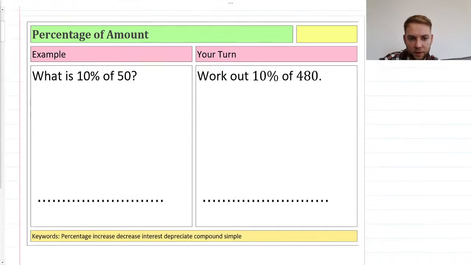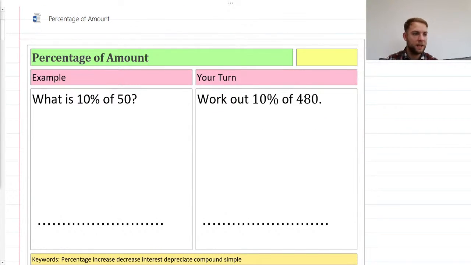So let's have a little quick look at these ones then. What is 10% of 50? Now, I know that a lot of people know how to do this, they just divide by 10, but I want you to understand why you need to divide by 10. We're going to fly through these, but it's all about the starting of this. What does that 50 represent?